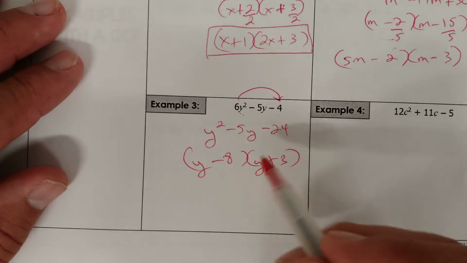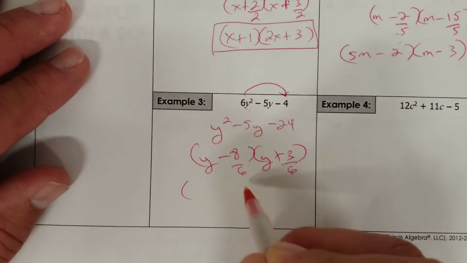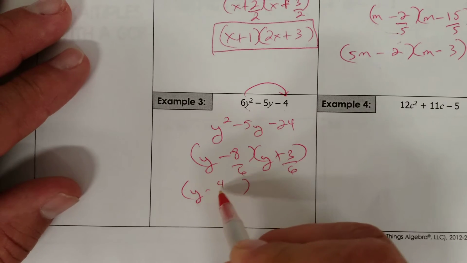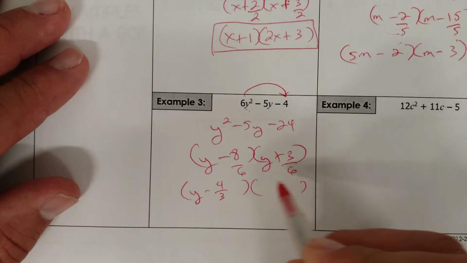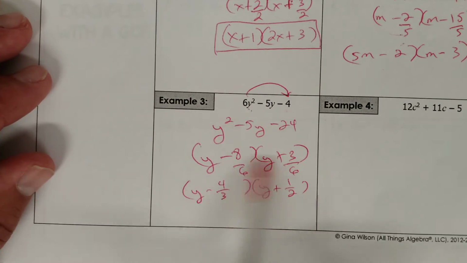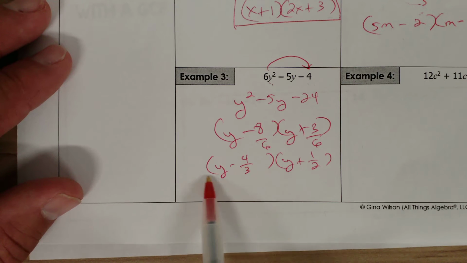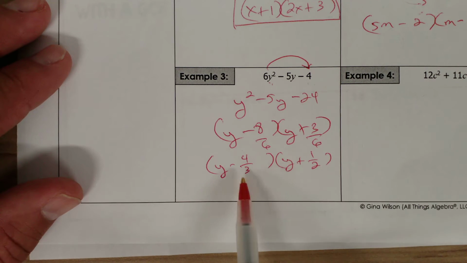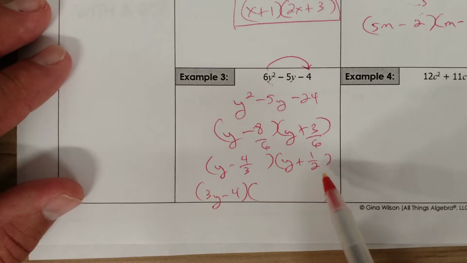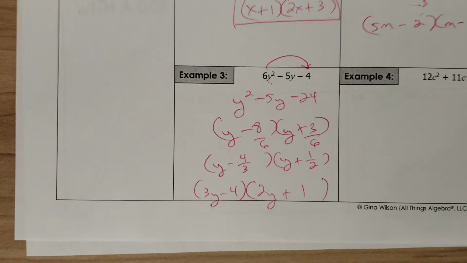This number that I slipped to the back, I'm going to put this in here and then reduce everything I can reduce. 8 over 6, those are both divisible by 2, so that reduces to 4/3. 3 over 6 is both divisible by 3, so that reduces to 1/2. But I'm not going to leave these fractions now that I have them reduced. I'm going to move the denominator to the front if there is one. So I'm moving this 3 to the front of the y, and I'm moving the 2 to the front of the y over here, and now I have it factored.